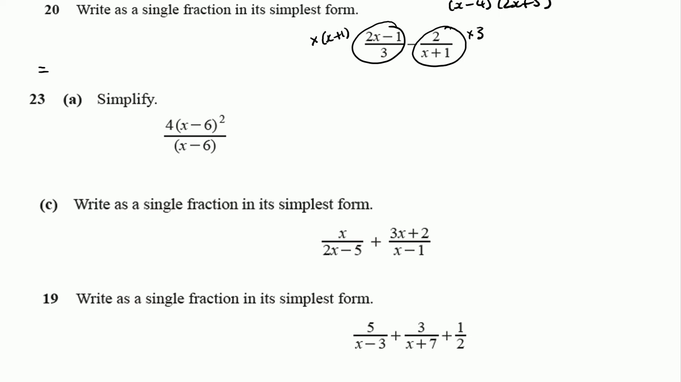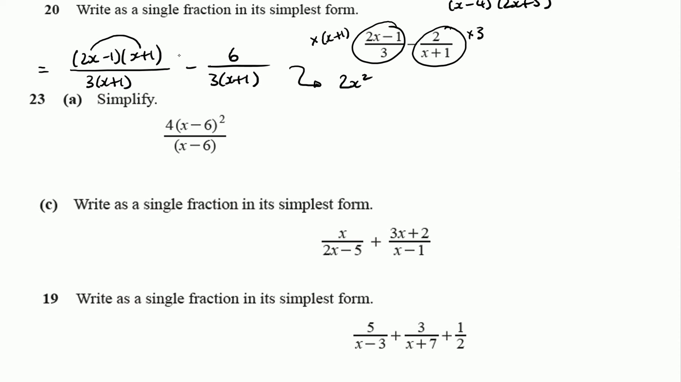So here we go. I've got 2x minus 1 times x plus 1 over 3 times x plus 1 minus 2 times 3 is 6 over 3 times x plus 1. That's going to get me, if I start multiplying out these brackets a little earlier, 2x squared plus 2x minus x just becomes plus x. Minus 1 times 1 is minus 1. Minus 6 all over 3 times x plus 1. On the top I've now got 2x squared plus x minus 7 over 3 times x plus 1.